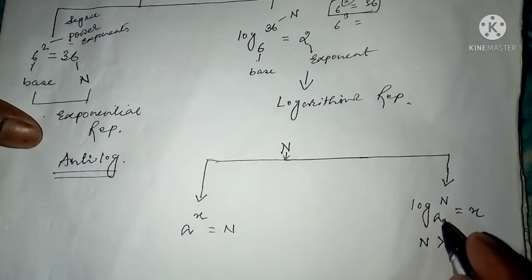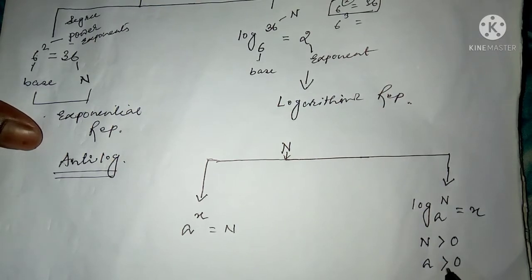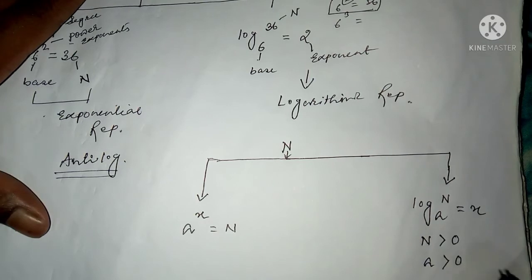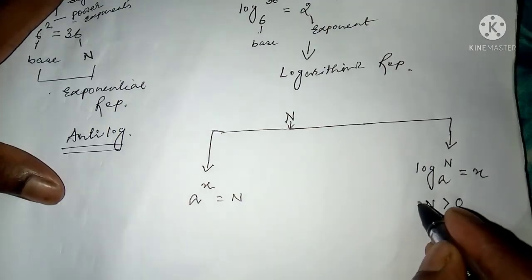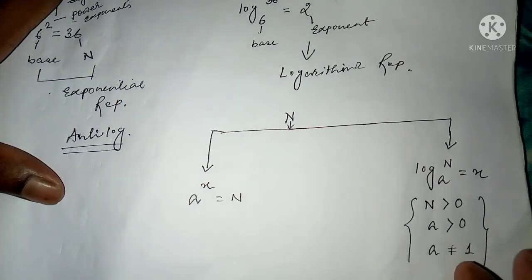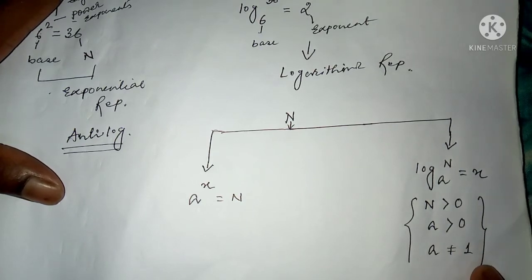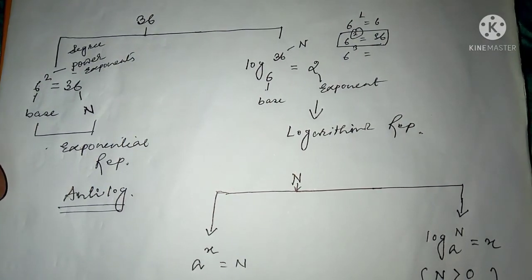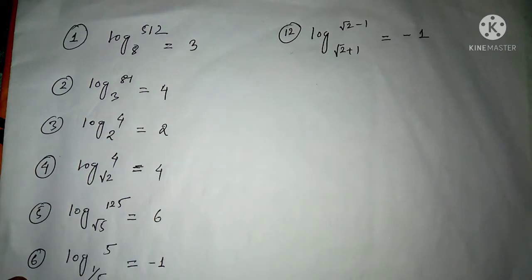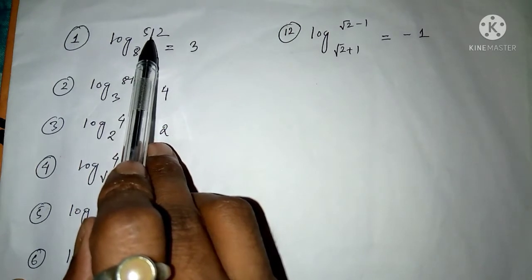Again, a is also greater than 0. I'll explain this one as well. And another point is here, a is not equal to 1. Clear? I'll explain all these three reasons: why n is greater than 0, why a is greater than 0, and why a is not equal to 1. So these are the very basic fundamentals. Hope all of you have understood. Now we'll try to solve a few examples. So our first question is log base 8 of 512, answer is 3.